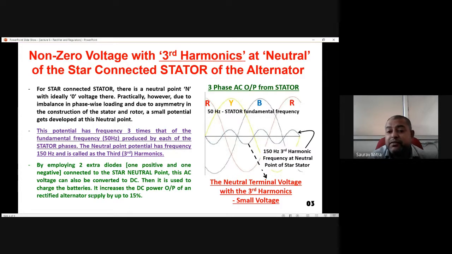So the output will be taken from the same point from where the actual phases' DC was being extracted. Okay, so from the same point, this AC-extracted DC can also be taken out, and an increase in the DC power of 15% can be observed. So if we are rectifying this AC, we'll find that this is adding almost 15% to the already produced DC, which was being produced by rectifying the R, Y, and B phases.